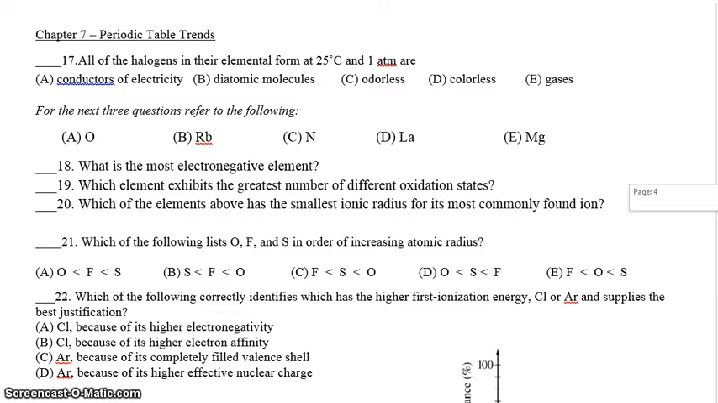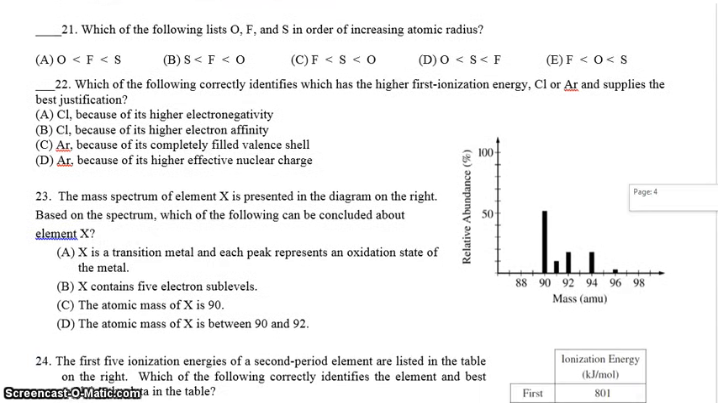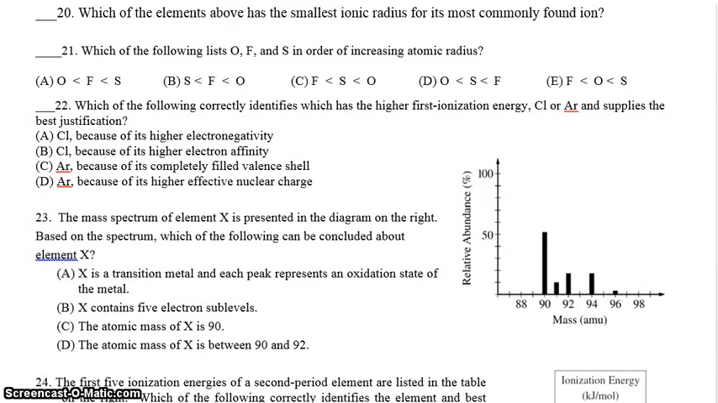Why don't we take a look at 21 and 22, and I'll let you do the first few. So 21, take a look at that one. Which of the following lists oxygen, fluorine, sulfur in order of increasing atomic radius?